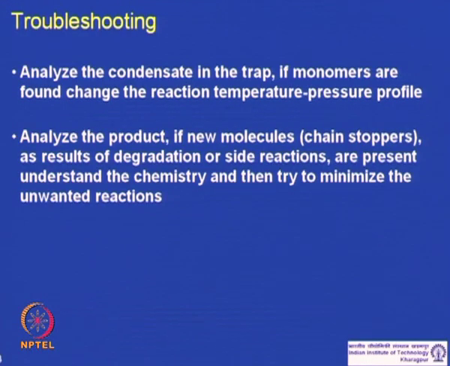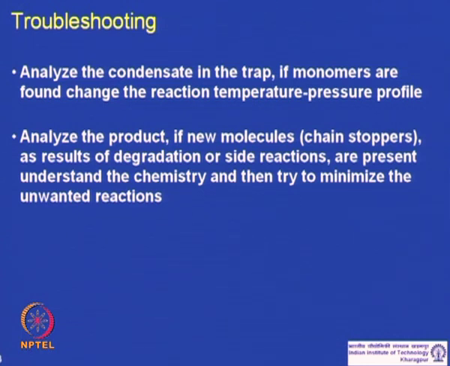So, you can do the reaction in steps. You can do the first step at a lower temperature and higher pressure, and then slowly increase the temperature and reduce the pressure. Finally, when the conversion is quite high and there is only a small amount of monomer present in the reaction medium, you ramp the temperature as high as possible and reduce the pressure as much as possible. So, that is one way you can reduce the volatilization of the monomers. Second thing, you can analyze the product.